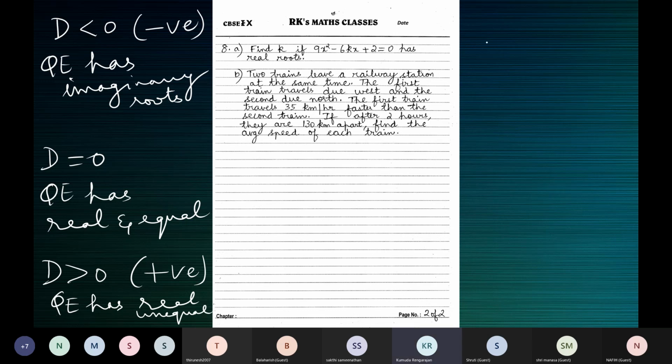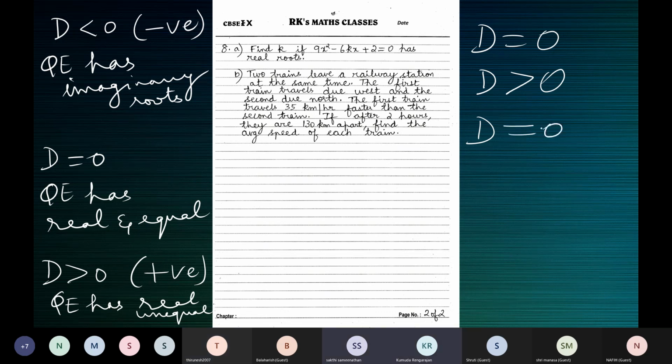So what is the condition for equal roots? D should be equal to 0. D equal to 0 is the condition for equal roots. What's the condition for unequal roots? D should be greater than 0, positive. D greater than 0 is the condition for unequal roots. What is the condition for equal roots? D should be equal to 0.